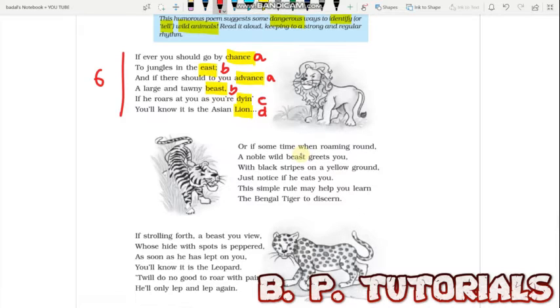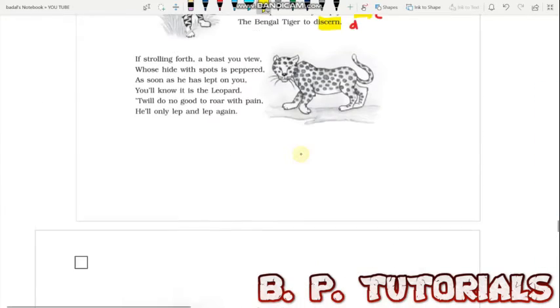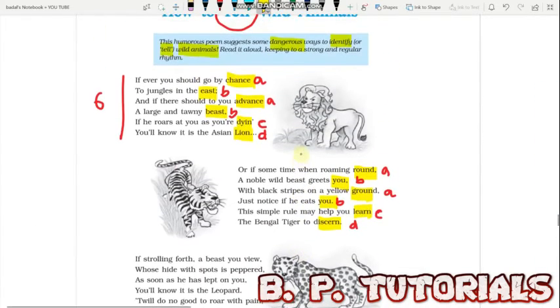Take a look at the next stanza. Round A, U B, ground A, U B. Again, the last two lines go differently, C and D. Similarly, we shall find the same sort of rhyme scheme throughout the poem. I'm not going into detail, you can check it anytime. Anyway, let's go through the poem.